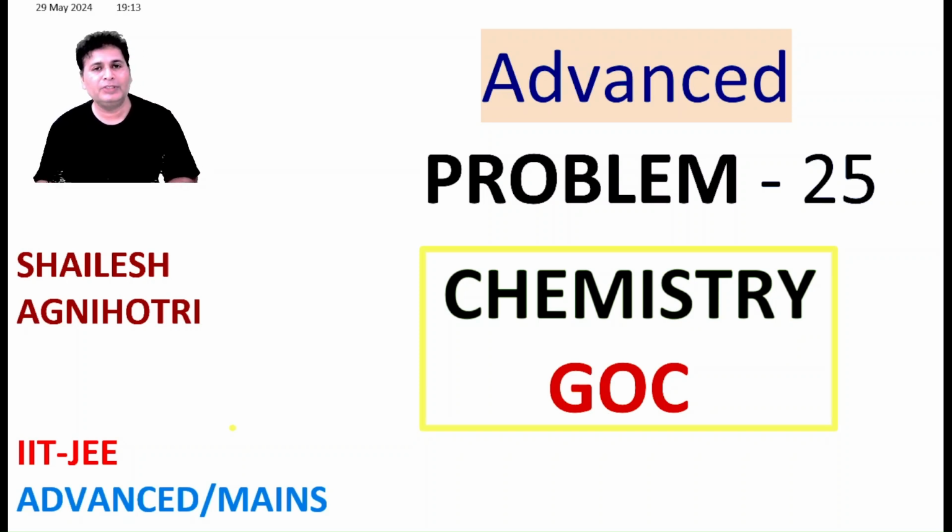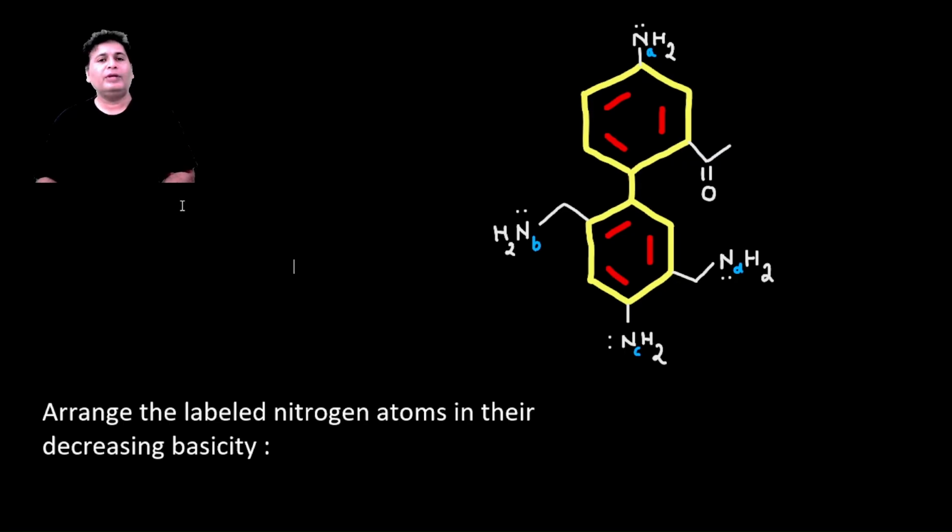In this problem series, which is based on general organic chemistry, we have already covered some 24 problems, and let us now see problem number 25. As you can see on your screen, you have a compound in front of you which carries 4 nitrogens marked as A, B, C and D.